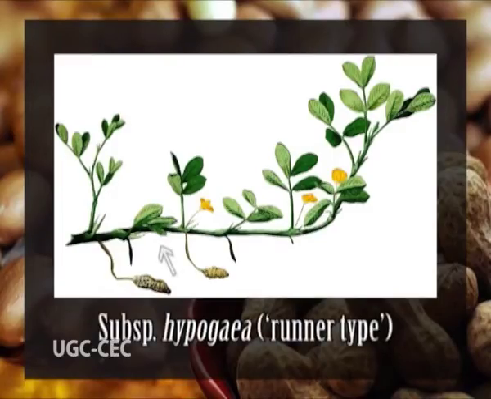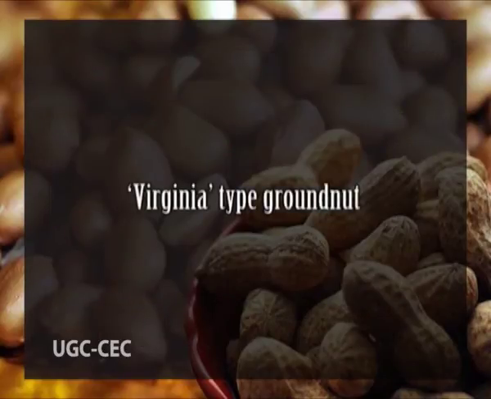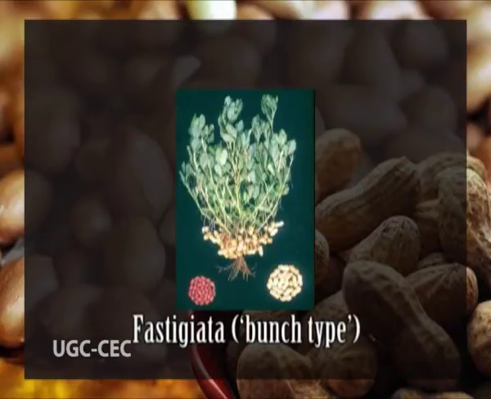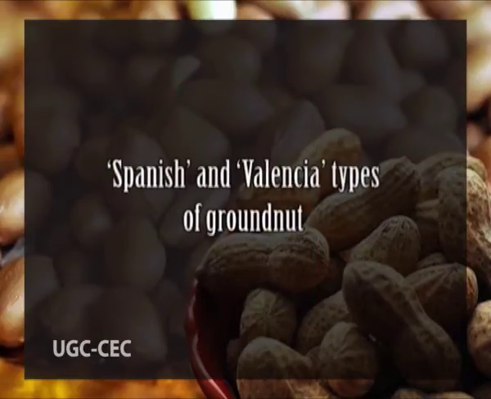There is considerable variation in the two subspecies of Arachis hypogaea in the pattern of their habit. Subspecies hypogaea, that is runner type, is characterized by a more prostrate growth habit without flowering branches on the main stem. It includes the Virginia type groundnuts. Subspecies fastigiata, that is bunch type, is characterized by an erect growth habit with flowering branches on the main stem. It includes the Spanish and Valencia type of groundnut.